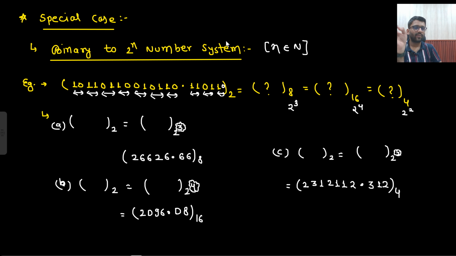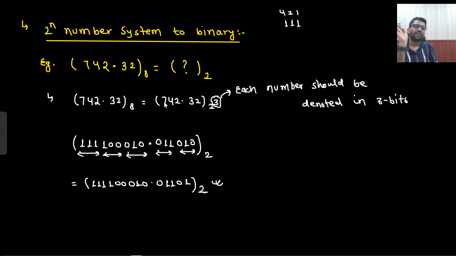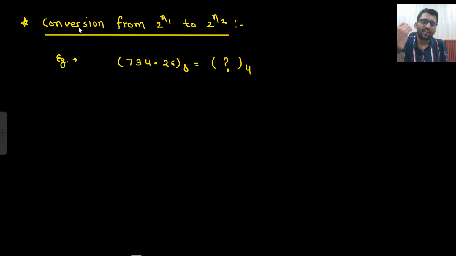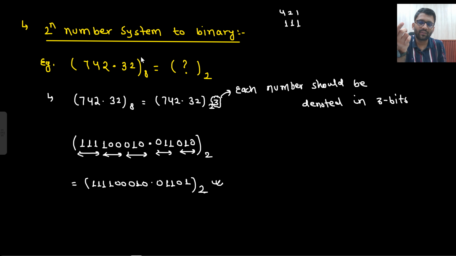So if there is a number from binary to 2 to the power n, then you need to put n bits all together. And if there is a number from 2 to the power n to binary, then you need to put each number in n bits. Is that clear? If you are going from any 2 to the power n to any other 2 to the power n, what can you do? There is one way: you convert it to base 10 and then go here.